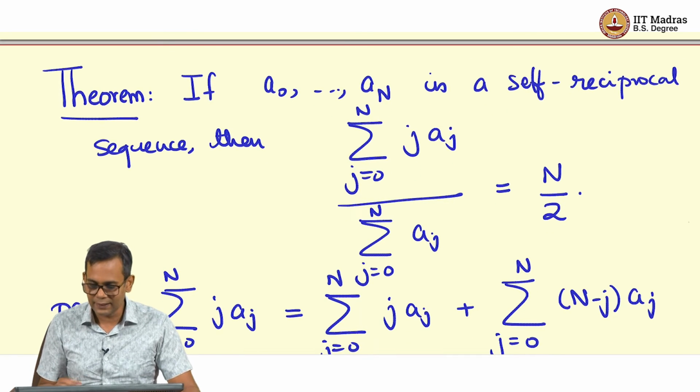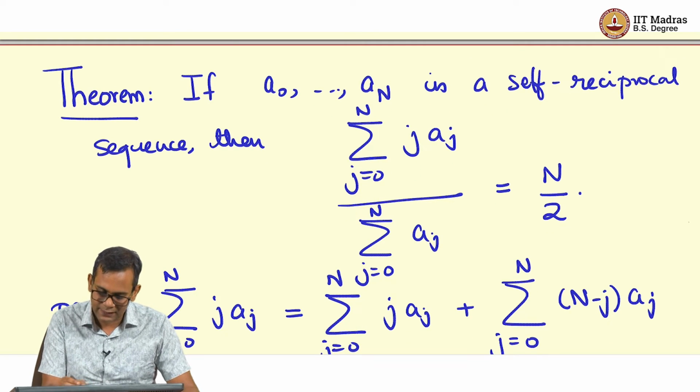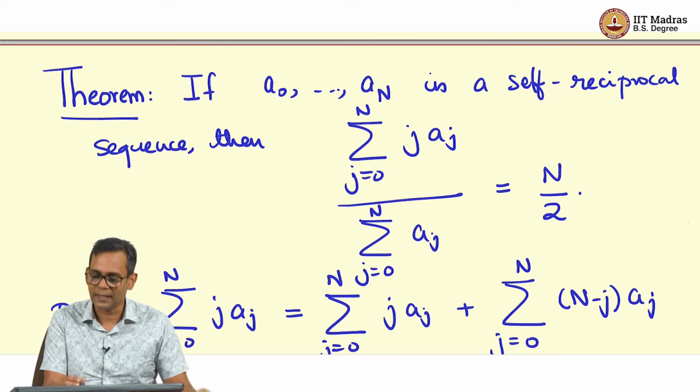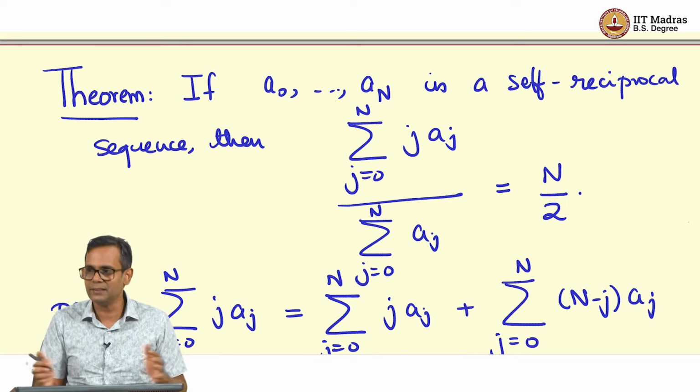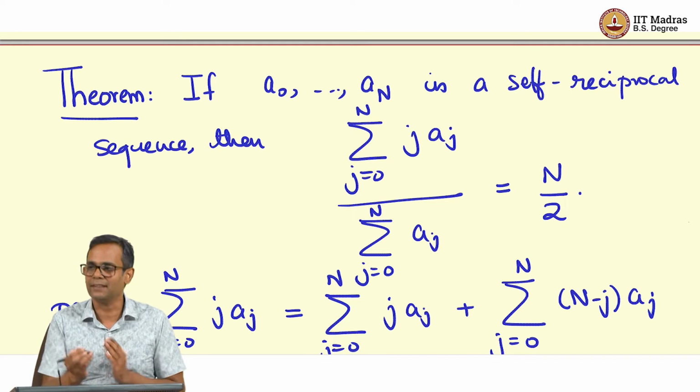So, what we are saying is that if these a0 up to aN are the frequencies of some statistic and they are symmetrically distributed, then the average will be at the center.